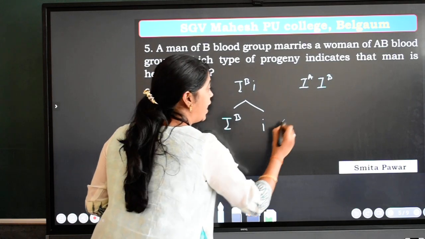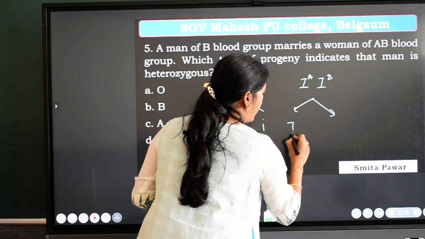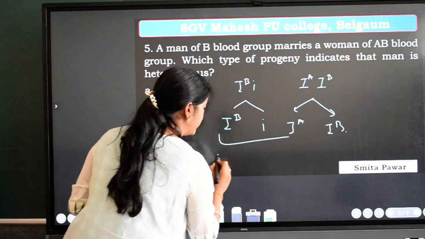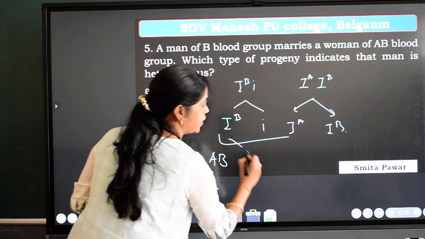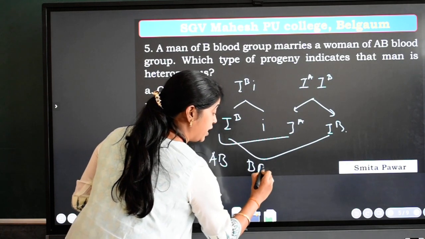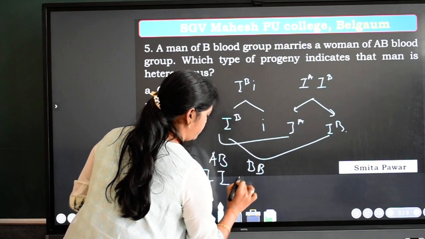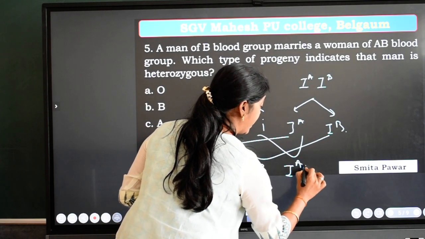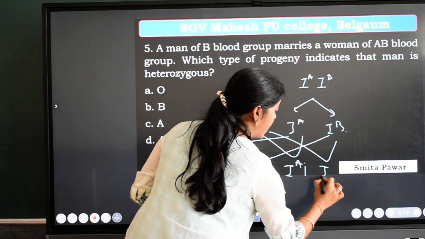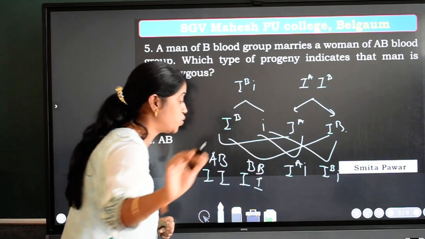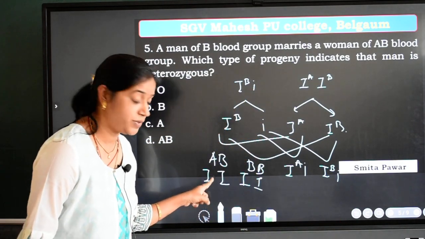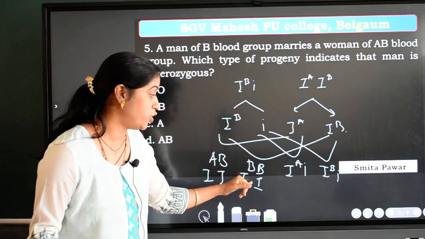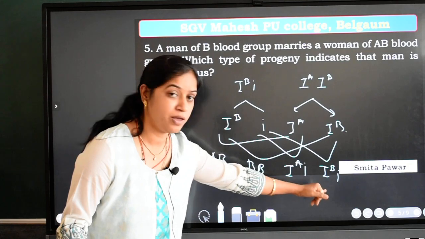IB, small i, IA, IB. Okay, this will result in AB blood group. This will result in B blood group. This combination will result in IA small i and IB small i. Check, students. This child is going to have AB blood group, same as this one. Then here it is going to be B, AB.